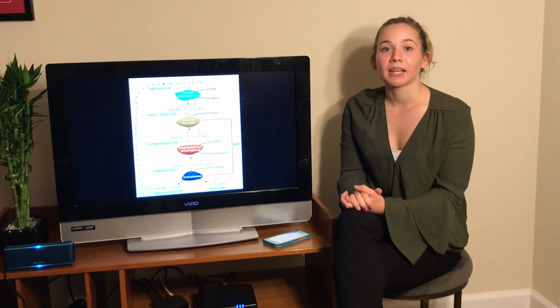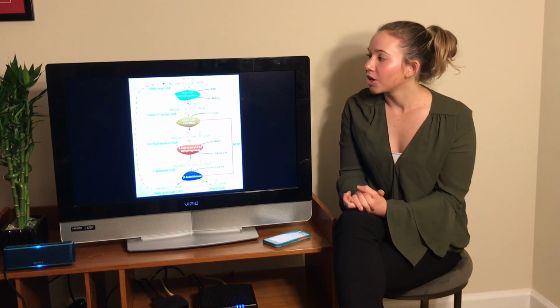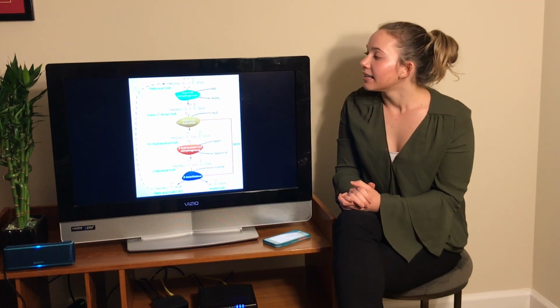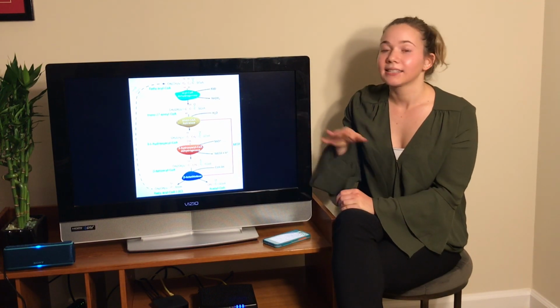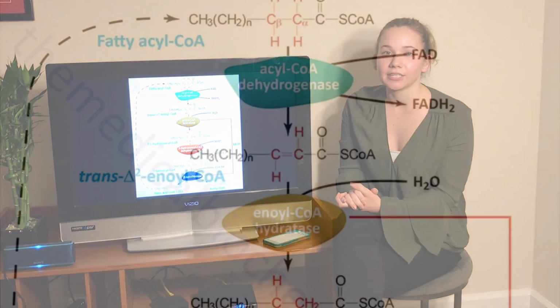Okay, so this is that beta oxidation we were talking about, the breakdown of fatty acids into acetyl-CoA. This is kind of a confusing diagram, but all you need to take away is that every time you break down a fatty acid, you lose 2 carbons and you gain a CoA to produce acetyl-CoA.